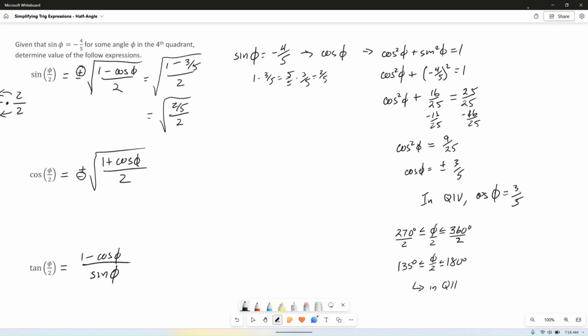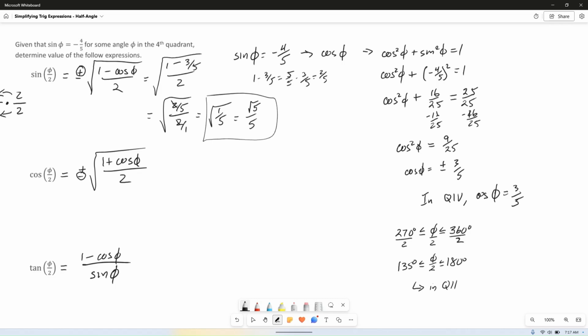So the square root of 2/5 divided by 2, and the nice thing here is we're dividing by a 2 over 1, and so we could flip the 2 over 1 as a 1/2, and the 2's are actually going to cancel out, and so we're just left with the square root of 1/5. Okay, so we can say that the sine of phi over 2, for this sine of phi equaling negative 4/5, is going to be the square root of 1/5. We could also rationalize that and end up getting the square root of 5 over 5. So either of those would be acceptable.